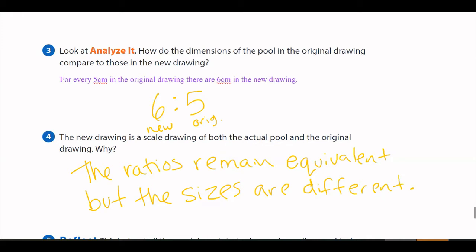There you go. So the ratios are the same, but the sizes are different. That's the definition of a scale drawing, right?